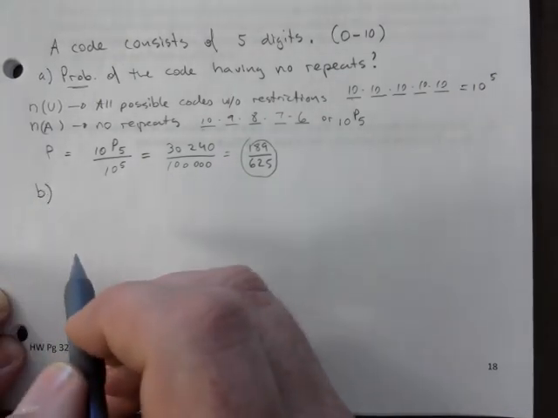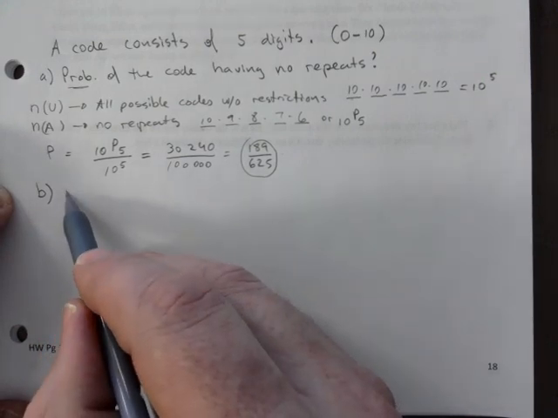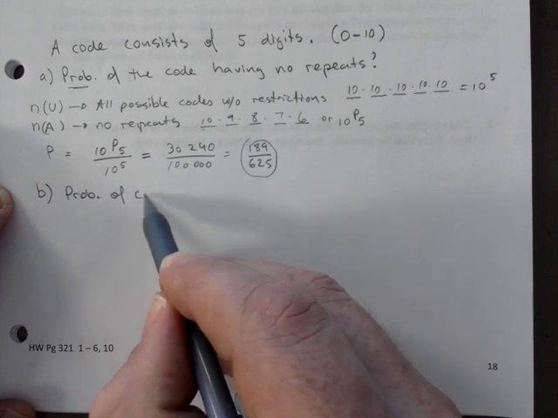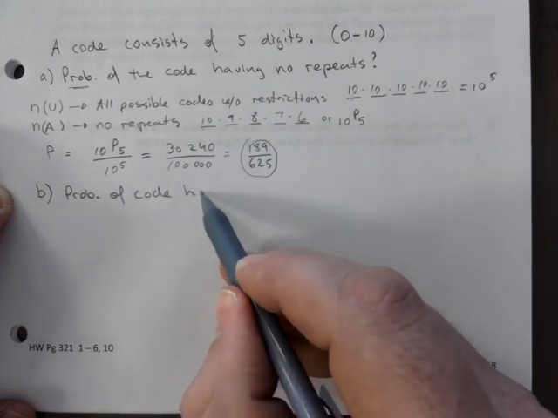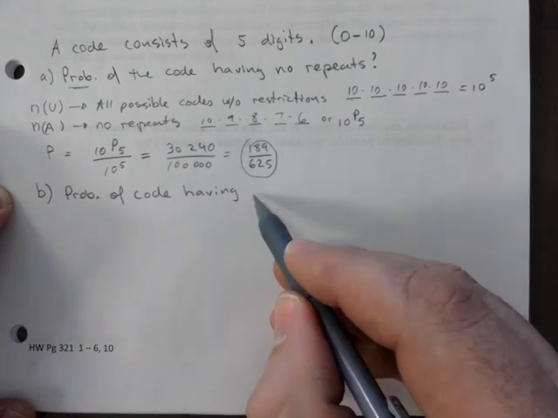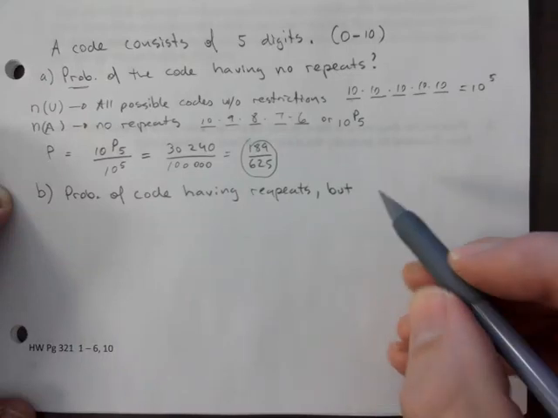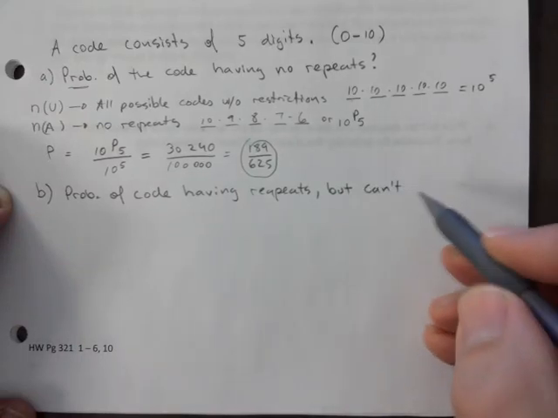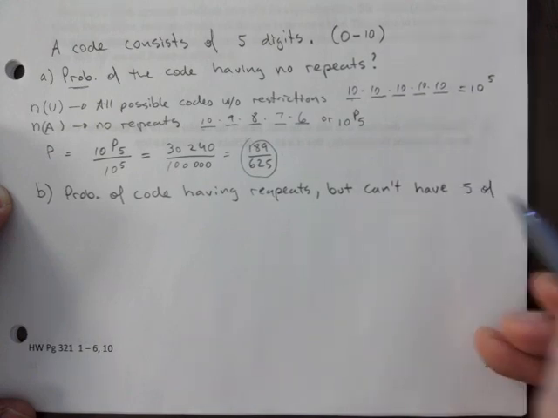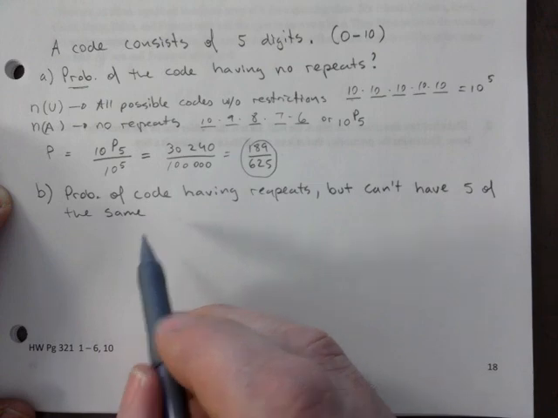B, I have to phrase this carefully. Probability of code having repeats, comma, but can't have 5 of the same. There's one question that asks something like this.